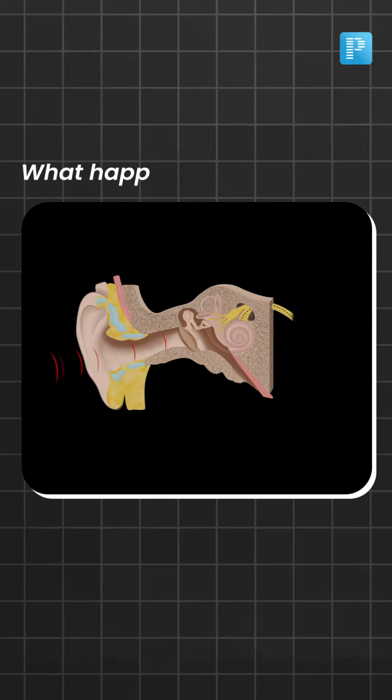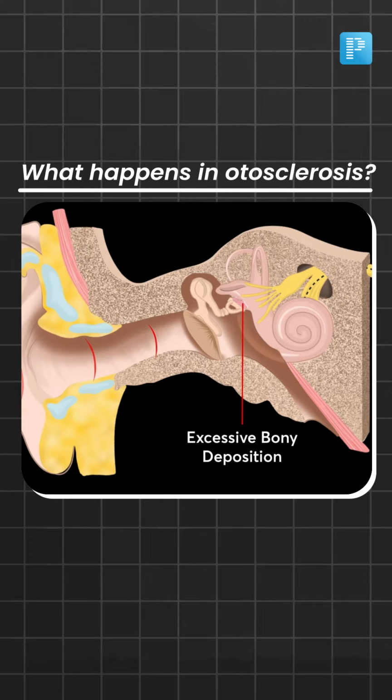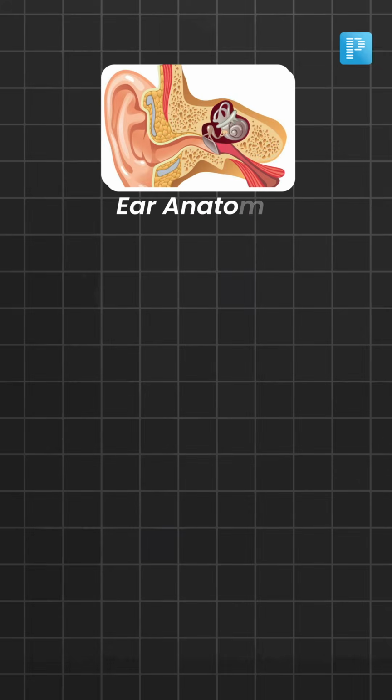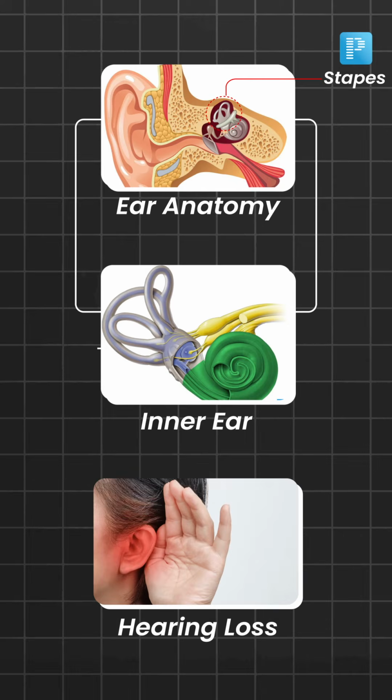Now what happens in otosclerosis? There you see excessive deposition of bone at the footplate of stapes, resulting in non-movement or reduced movement of the footplate of the stapes. So the sound vibrations go from the external auditory canal, hit the tympanic membrane, go to the malleus and incus, but unfortunately the stapes is fixed, resulting in decreased mobility or non-mobility of the stapes, resulting in no sound transmission or reduced transmission of the sound to the inner ear, resulting in hearing loss.